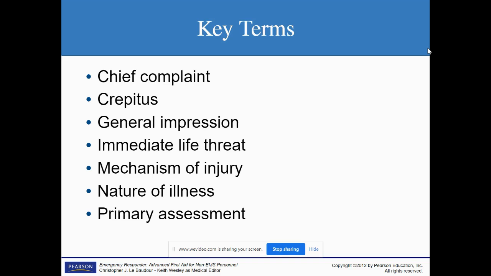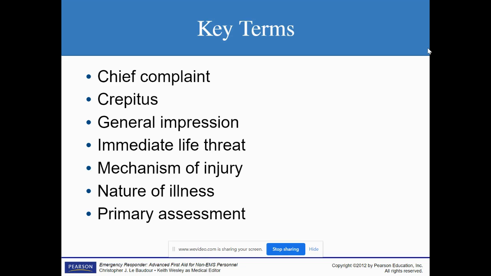Immediate life threat. Any condition that is immediately harmful to the ill or injured person, such as the blocked airway, inadequate breathing, or uncontrolled bleeding. Mechanism of injury refers to the general cause for a person's injury. Nature of illness refers to the general cause of the person's complaint, such as difficulty breathing, chest pain, or dizziness.